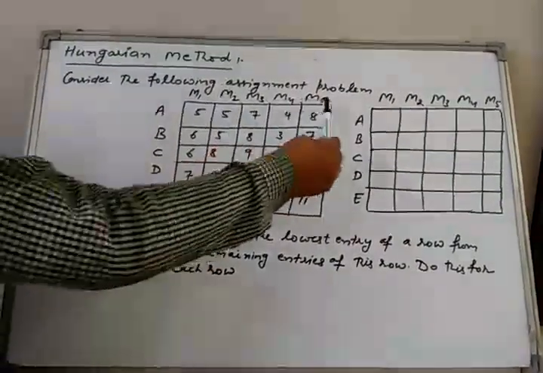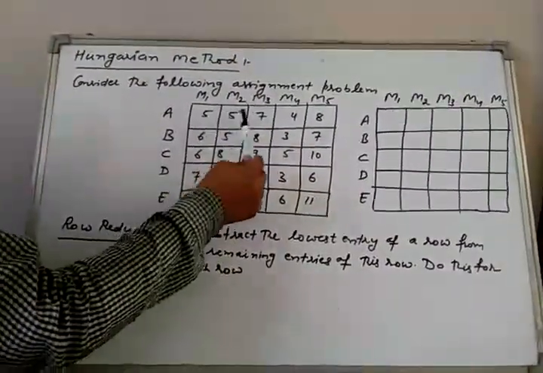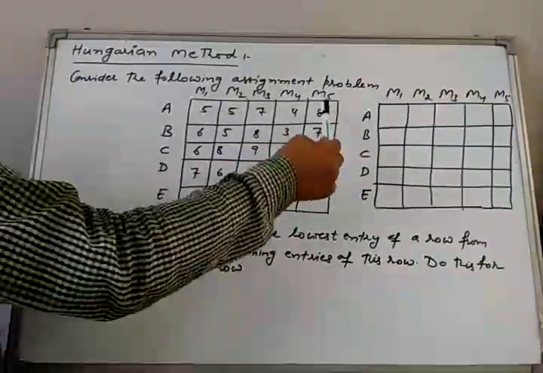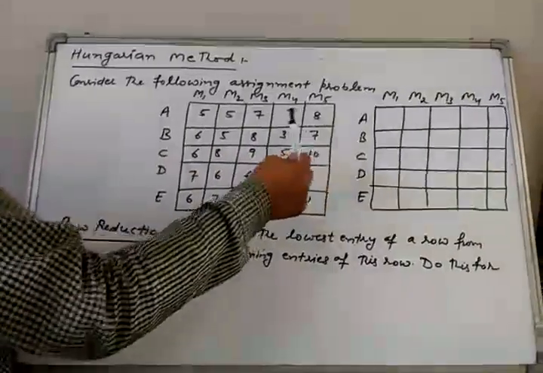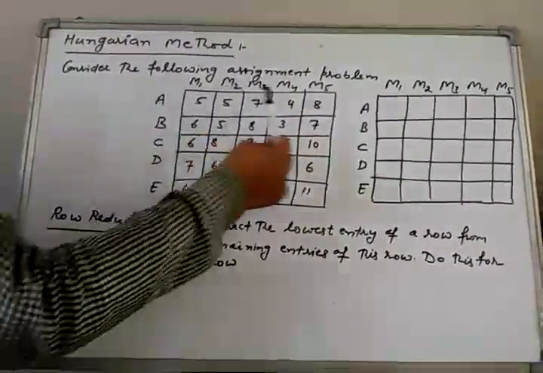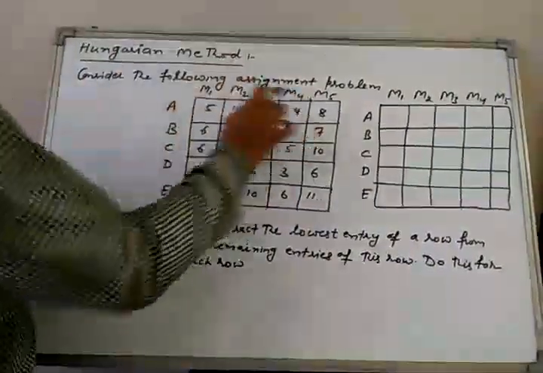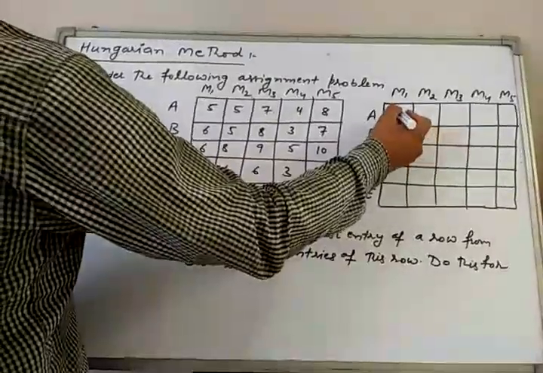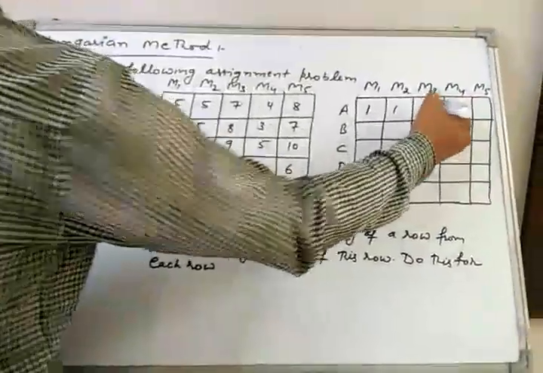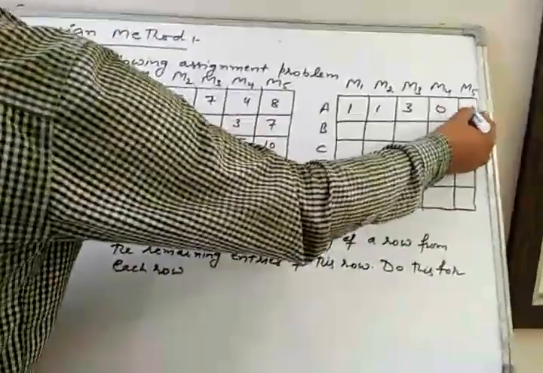Like this, our first row is 5, 5, 7, 4, 8. You select the lowest entry of this row. The lowest entry of this row is 4. Now subtract this 4 from the remaining entries. 5 minus 4 is 1. 5 minus 4 is 1. 7 minus 4 is 3. 4 minus 4 is 0. 8 minus 4 is 4.